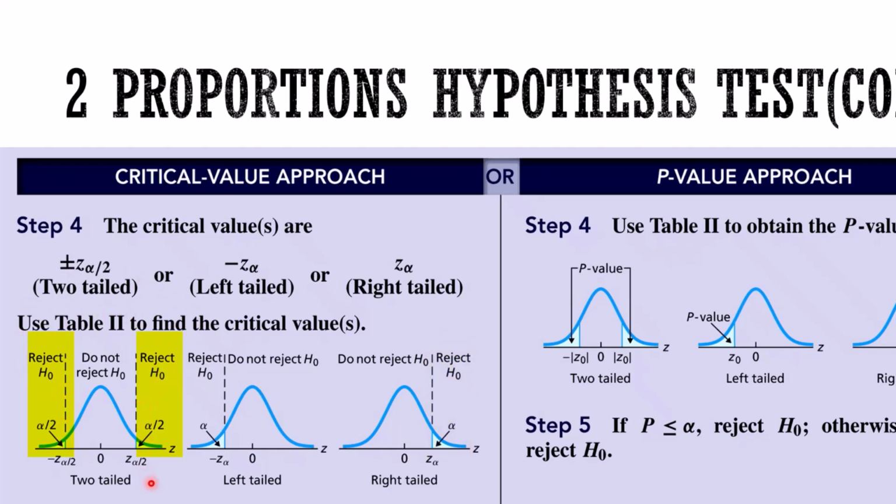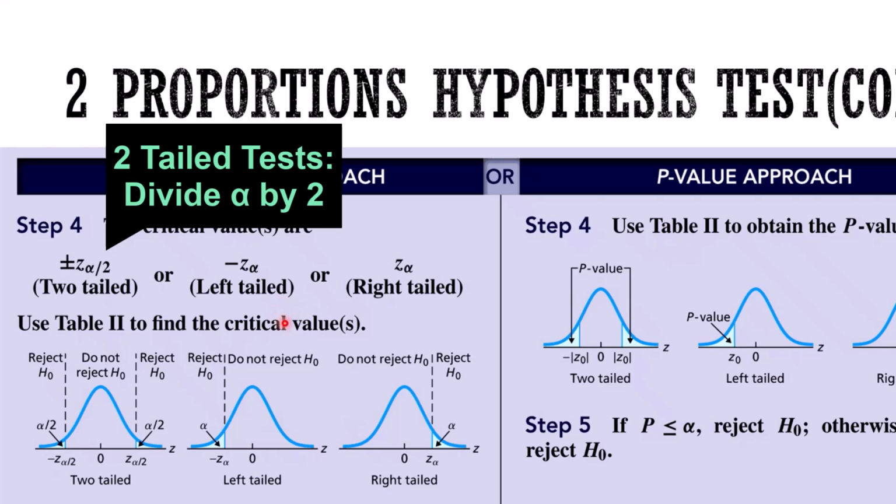However, to find the critical values, which is the z of alpha by 2, for a two-tail test, it's going to be a negative value and a positive value, but you have to divide your alpha by 2. You have to split your alpha value just for a two-tailed test. For left-tailed and right-tailed tests, you do not need to split your alpha value. It only applies to two-tailed tests.